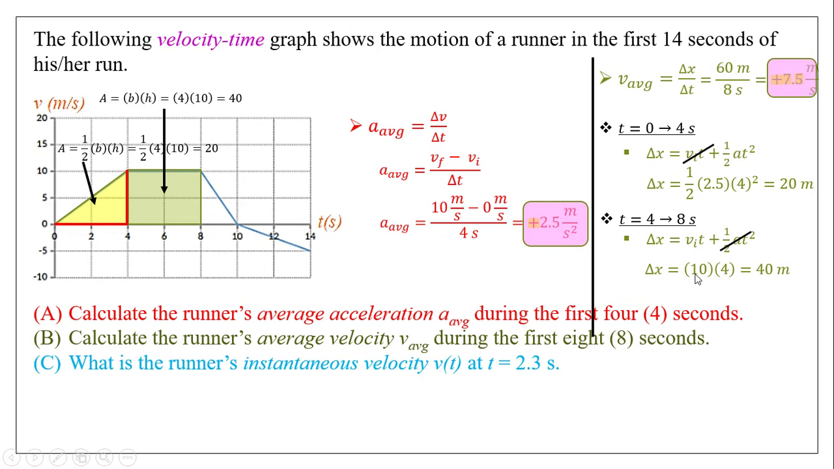4 times 10, or 10 times 4, is 40 meters, which is consistent with what my cursor is tracing here. So when I found the area from 4 to 8 seconds, I noticed that the area is already 40. Well, 40 what? 40 meters. The area beneath the velocity versus time graph is your displacement. Positive 20 meters, positive 40 meters, which means the object is moving to the right.